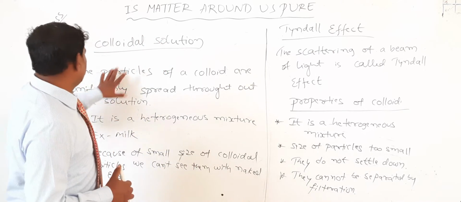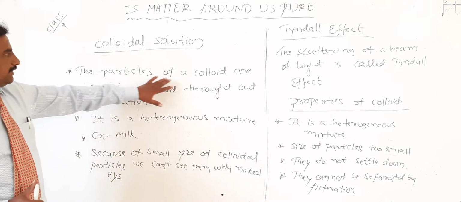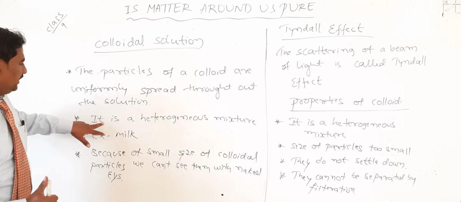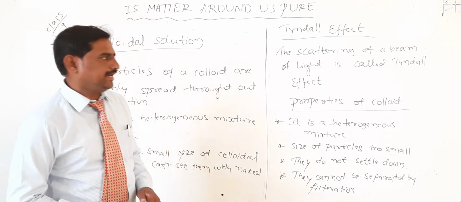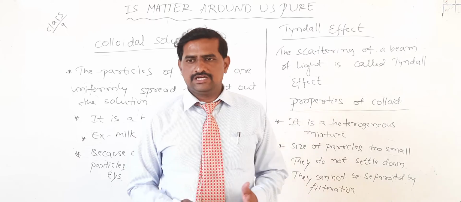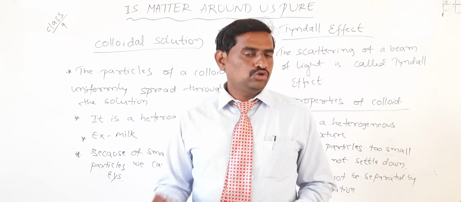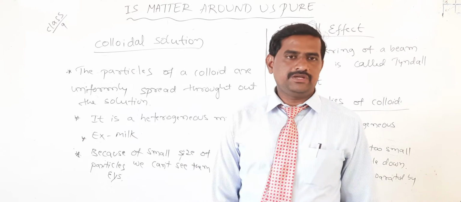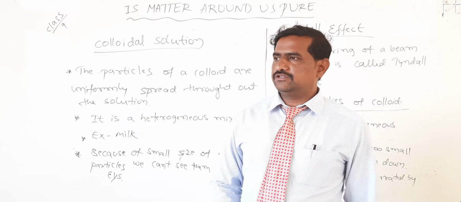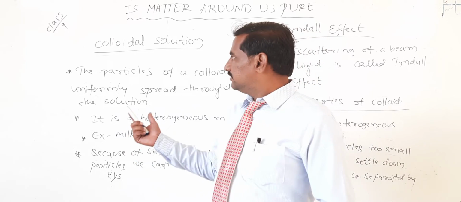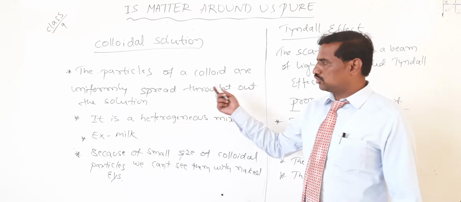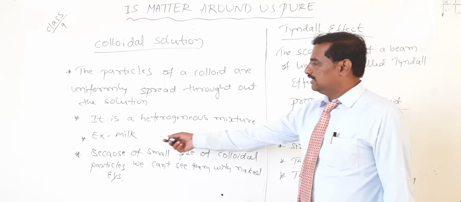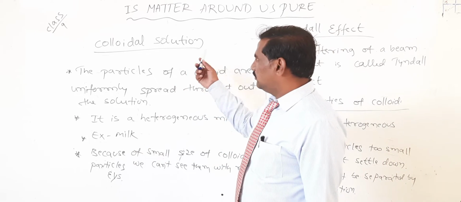So the colloidal solution is nothing but the particles of colloids uniformly spread throughout the solution, and it is also a heterogeneous mixture. Why is it a heterogeneous mixture? Because the particles will not dissolve completely. In a solution, the particles completely dissolve, but in colloids and suspensions they are dispersed. In the suspension they are dispersed in bulk, but here they are dispersed uniformly in the entire solution. That's why the colloidal solution is a heterogeneous mixture. Example, milk.